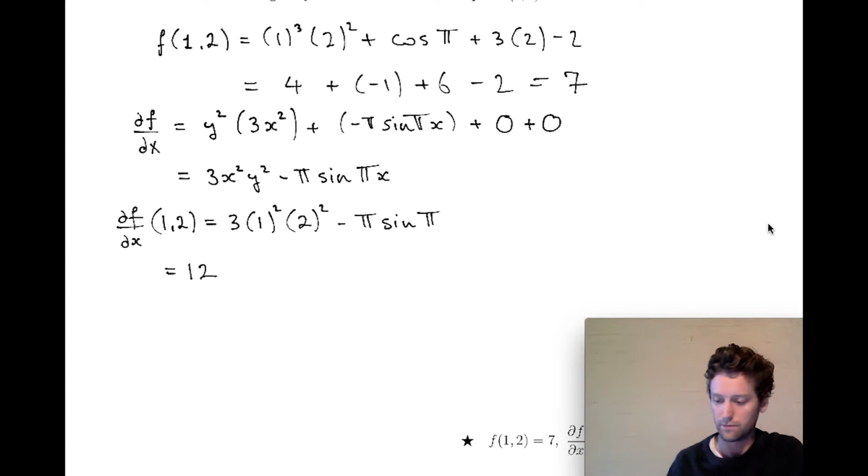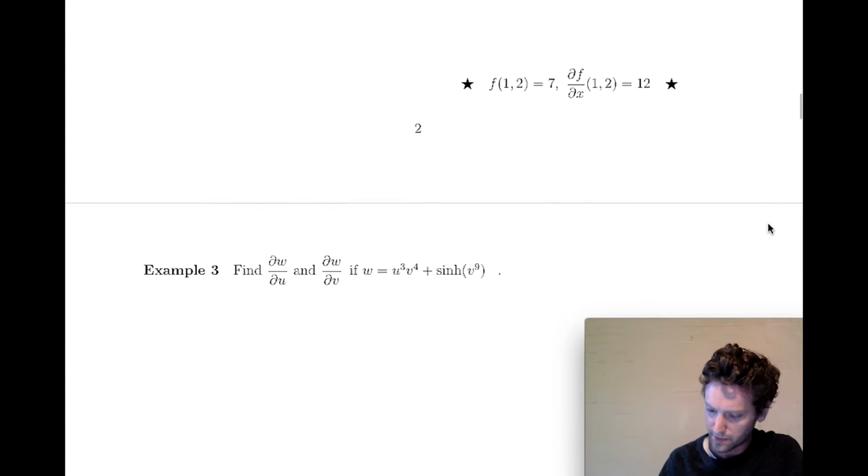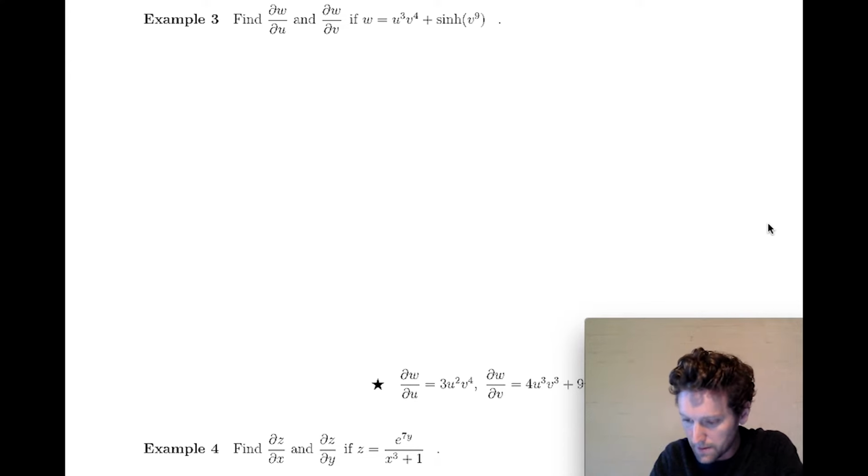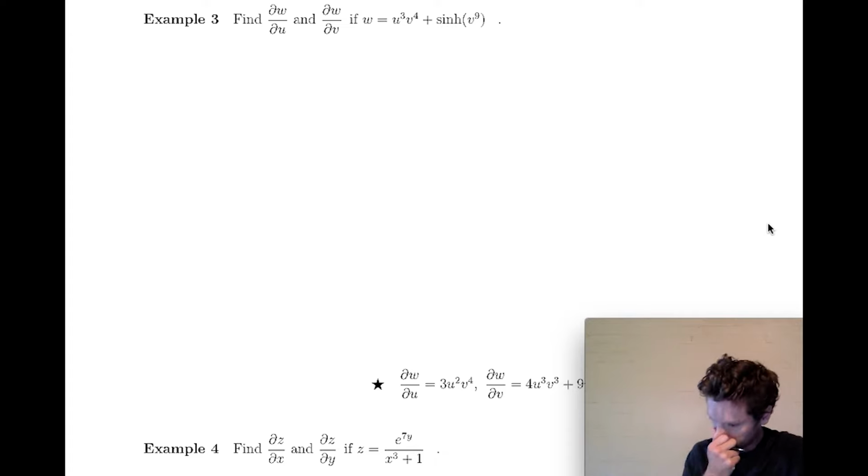Of course, we're not constrained to just functions of x and y. There's nothing particularly special about those letters in the alphabet. We can use different letters. So let's take a look at an example that involves different letters or different variables. So example 3, we have a function w of u and v. Again, you notice that it involves terms that are products or combined functions of u and v. And we want to find the partial derivative of w with respect to u and the partial derivative of w with respect to v.